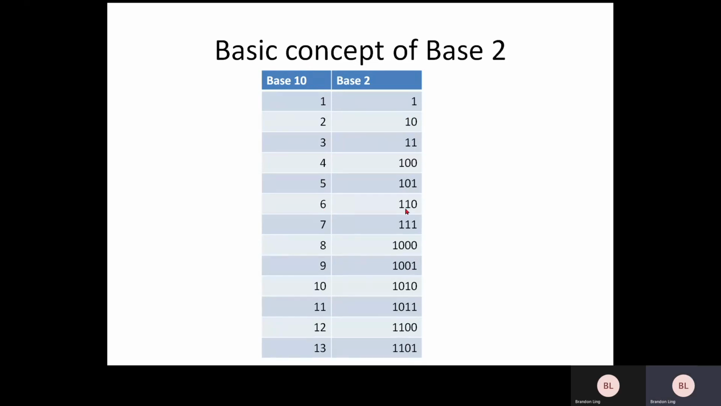Number 6 corresponds to 110, then 111. The next number will be 1000, 1001, 1010, 1011, 1100, followed by 1101. So in this case, you can roughly know the subsequent numbers of base 2 based on this concept.